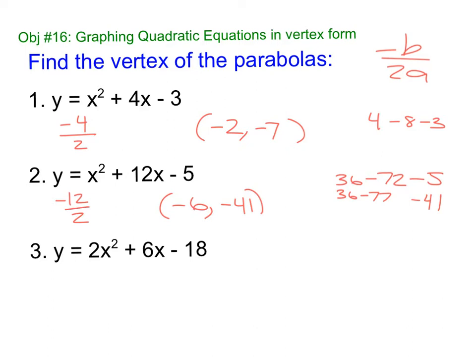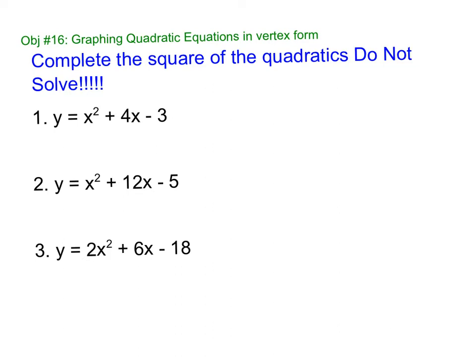All right, and then last one, negative b, negative 6 over 2a. Ooh, this one's a fraction. So that's negative 3 over 2. And then when I plug negative 3 over 2 in, let's see. 2 times negative 3 over 2 squared, 6 times negative 3 over 2, minus 18. I get negative 22.5. Right? So all that was was going through and finding the vertex. So now, I want you to complete the square.